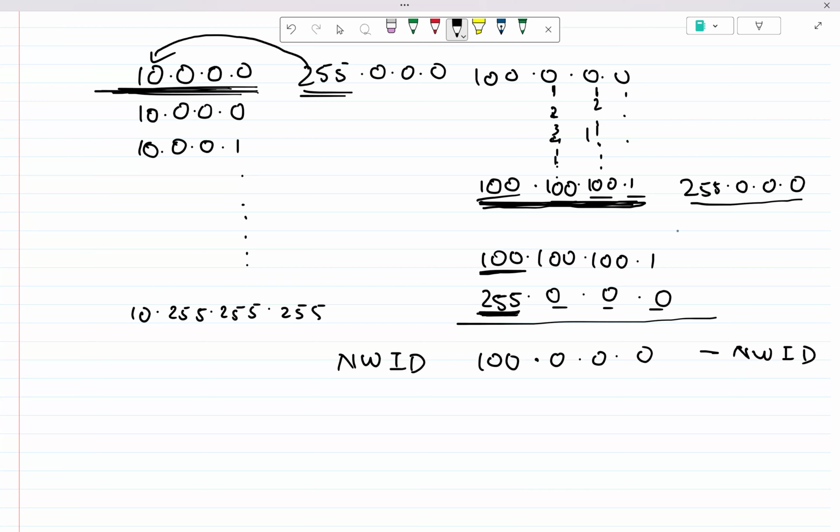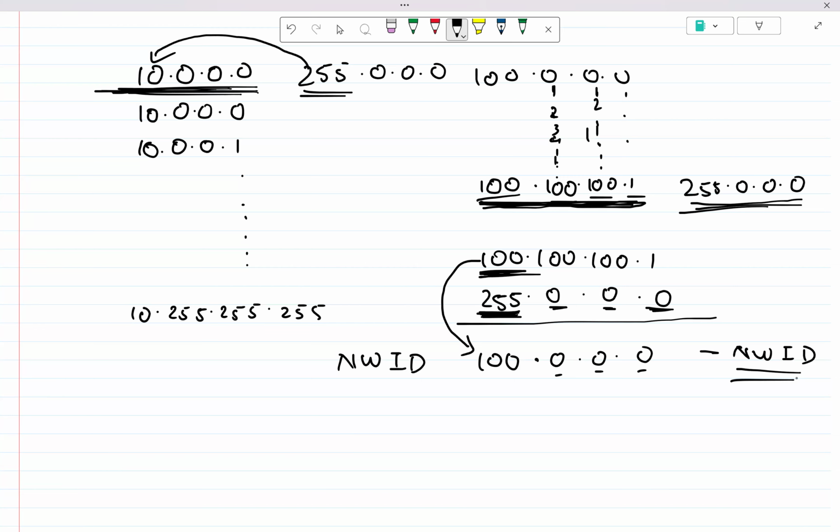And how did we calculate? Write down the address mask as such, and wherever there is 255 in the address mask, copy that value in the IP address as such. The rest of them, wherever there is 0 in the address mask, write 0. So this becomes your network ID.